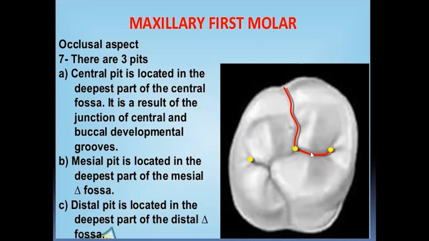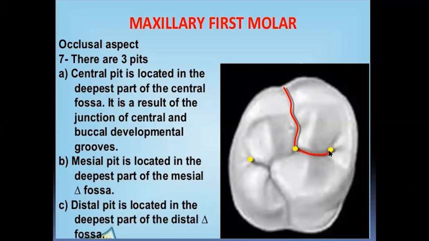The central pit is located in the deepest part of the central fossa. This is the central pit. It is the result of the junction of the central groove and the buccal developmental groove. This is the buccal developmental groove. This is the central groove. Two grooves are attached in the central pit, the buccal groove and the central groove.